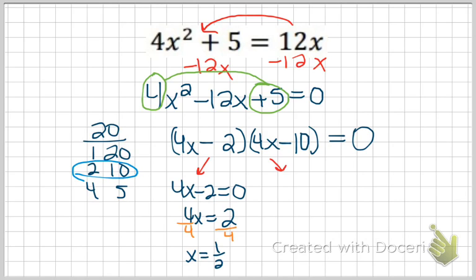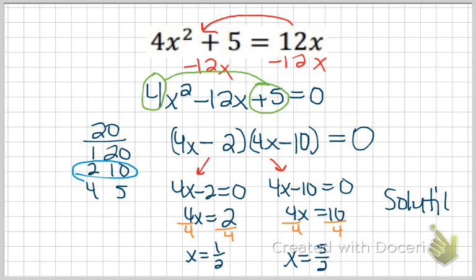Our next factor here, when we set it equal to 0, we move the 10 over, so that minus 10 becomes a positive 10, and we divide by 4. 10 divided by 4 reduces to a fraction of 5/2. So we get that our solutions are 1/2 and 5/2, or 0.5 comma 2.5.